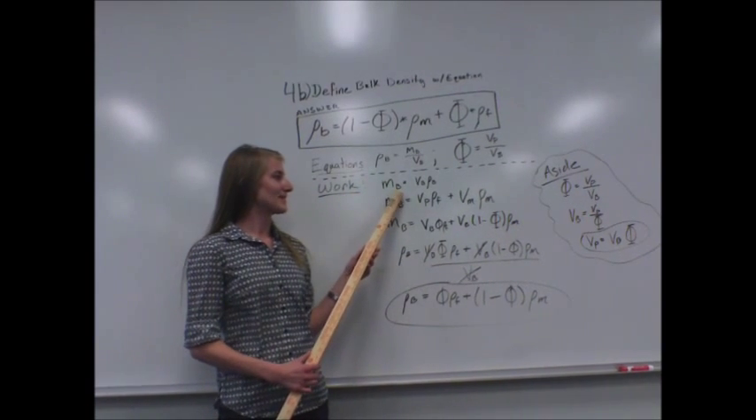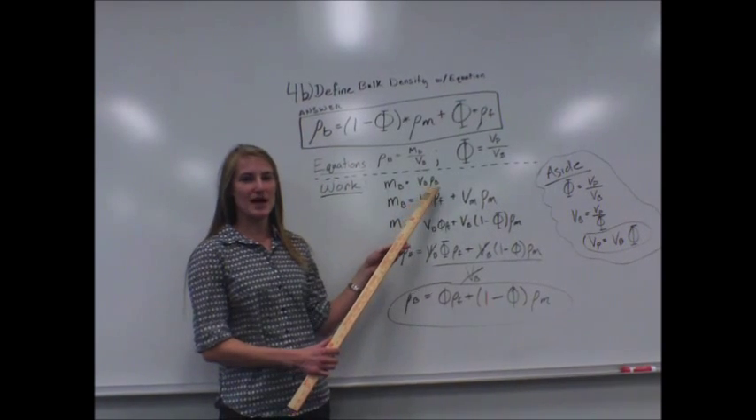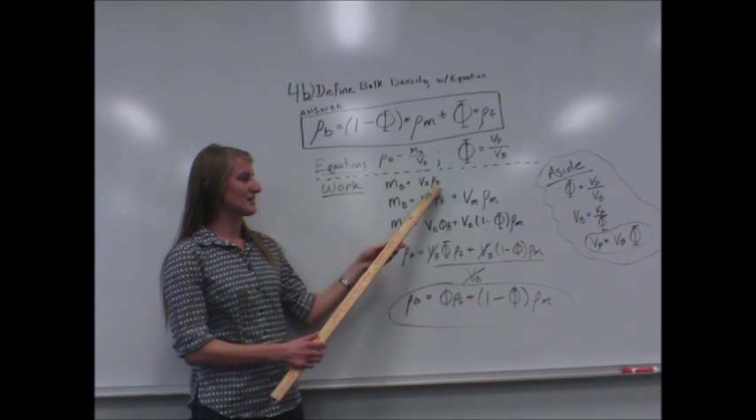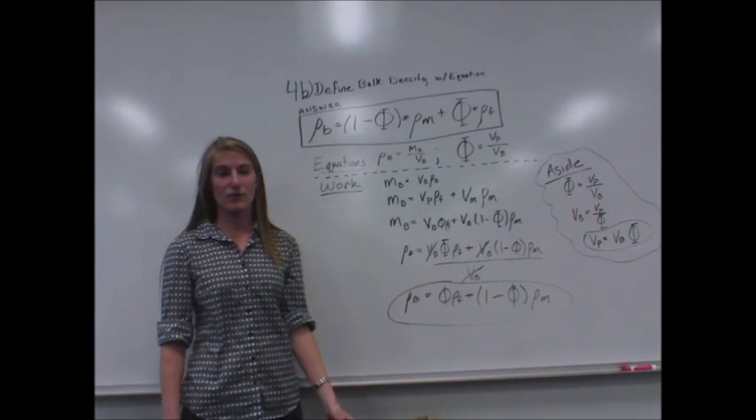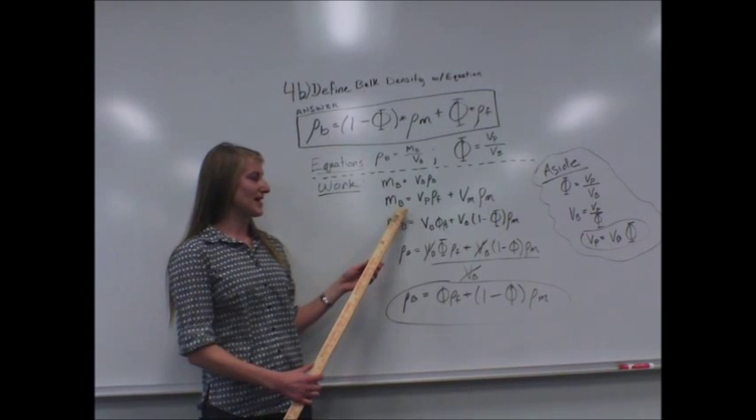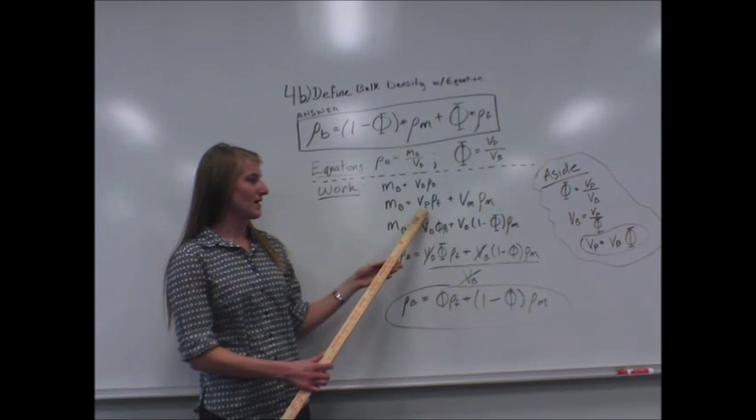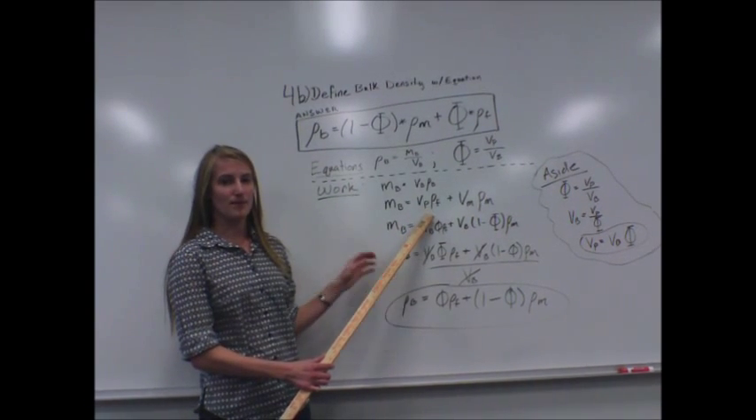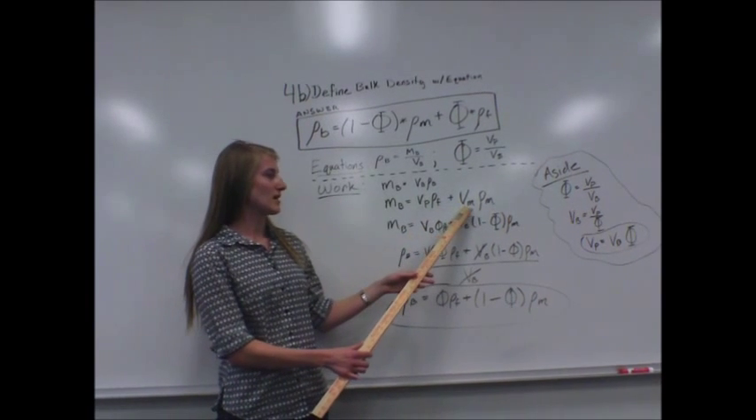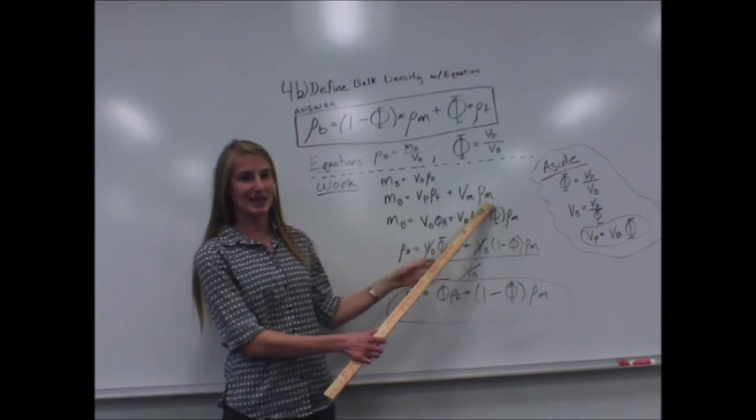So here's the work. We know that the mass is equal to the volume times the density. And if we were to expand this, we're going to have different densities for the rock and for the fluid. So you'd end up with the bulk mass is equal to the volume of the pore times the density of what's inside the pore plus the volume of the rock times the density of that rock.